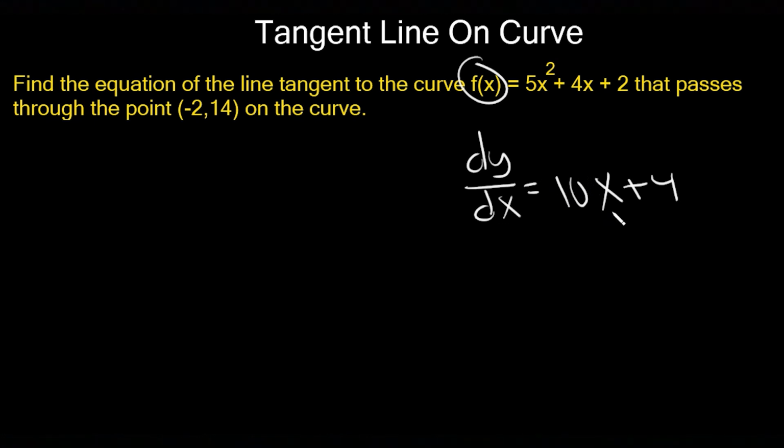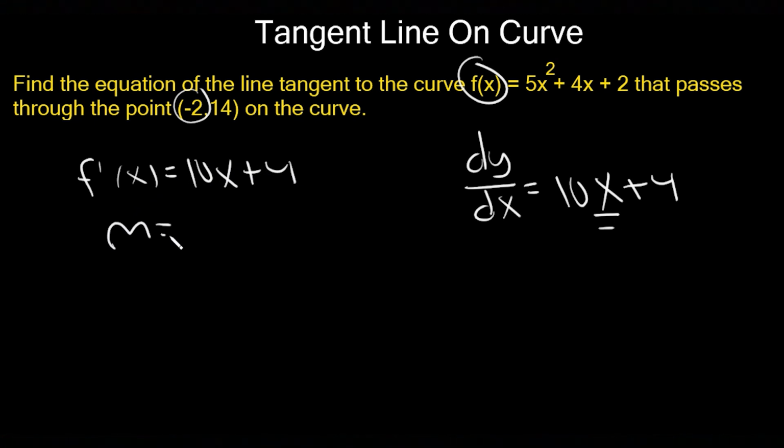So again, for our x value right here, we want to plug in our -2, because that -2 is occurring on the curve, and that's where that tangent line is going to be passing through in regards to the x value, right? So I'm going to say here, f prime of x is equal to 10x plus 4. And then getting the actual slope, I get m is equal to 10 times -2 plus 4, which is going to be equal to -16, right? I get -20 here, plus 4, I get -16.